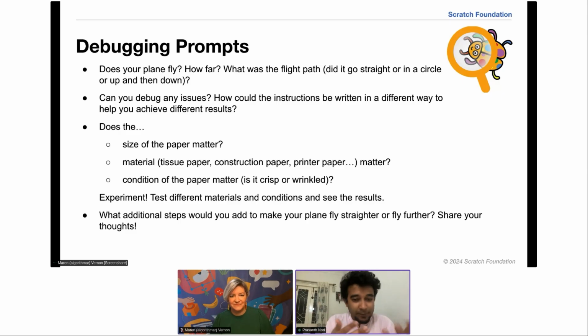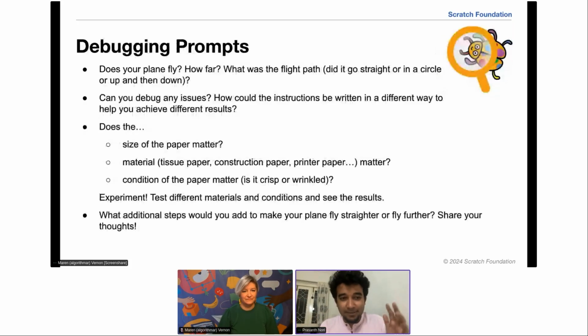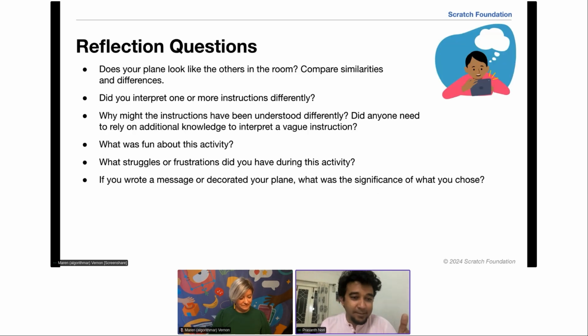And then more questions, such as, does the size of the paper matter, or any number of these questions. A lot of experimentation, really, trying different things out. You can also put down in the comments any other questions that came to your mind.